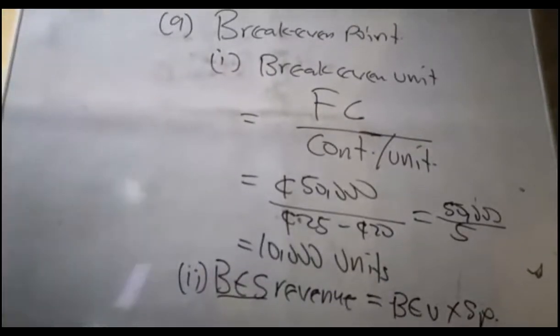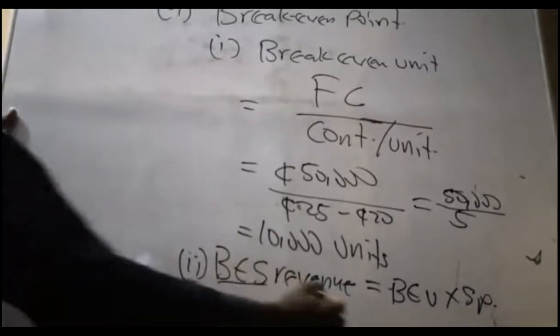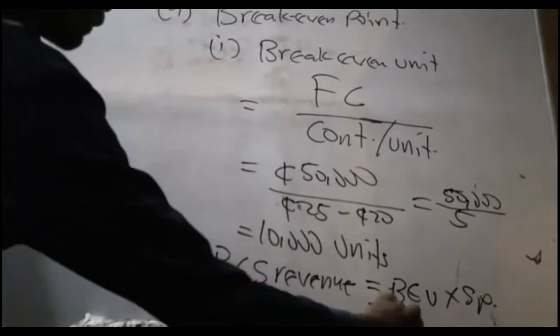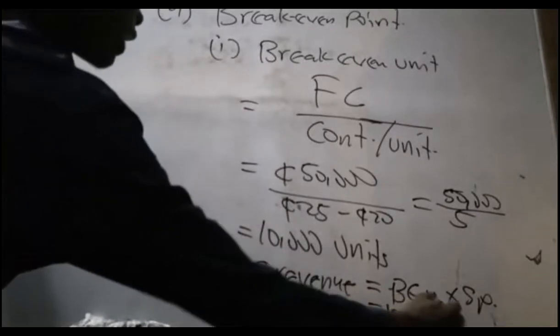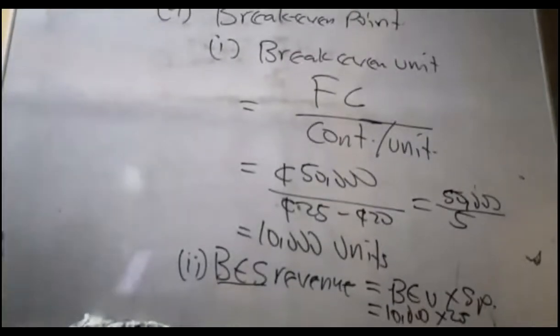So let's do substitution here. So you get something like 10,000 times 25 Ghana cedis. So that would be 250,000. Okay, so that's 250,000. I'll take that. 250,000.